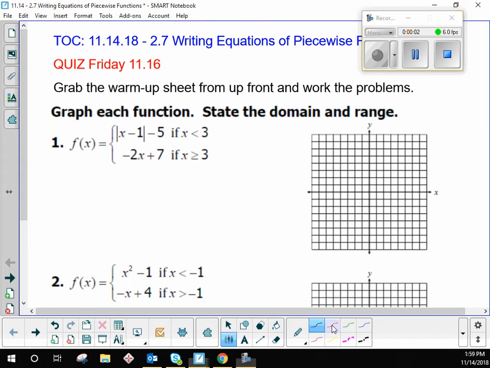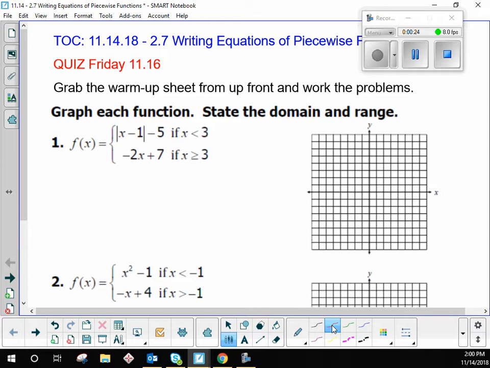Okay, so what we're doing today is this warm-up where we're given a piecewise function and we graph it. And then our lesson after that, we're doing the opposite. We're going to be given the graphs and we're going to determine the equations for ourselves. And this is the last new material for the week. Tomorrow is just a practice day, and then Friday we have a quiz. Okay.